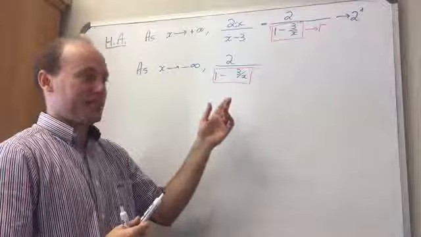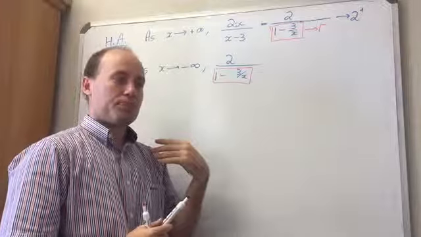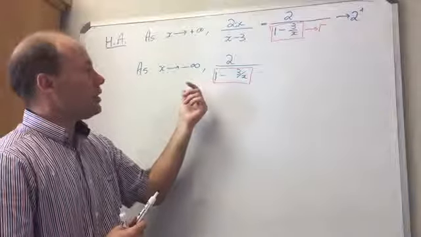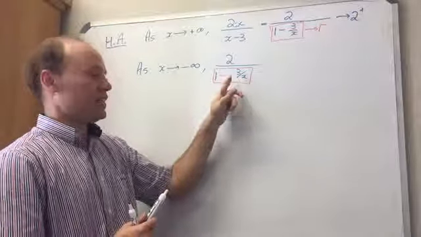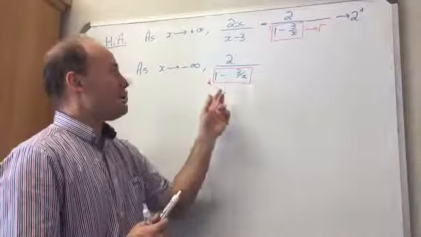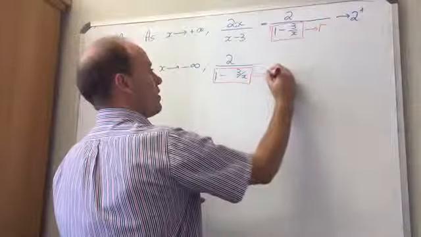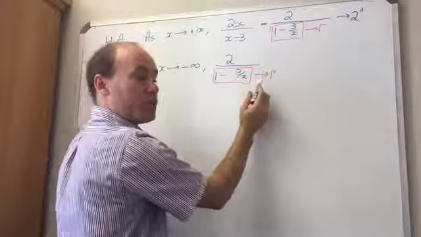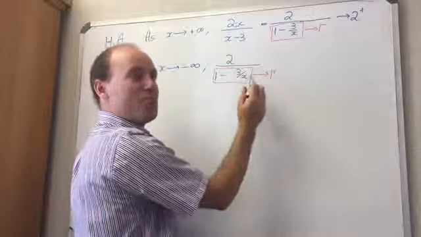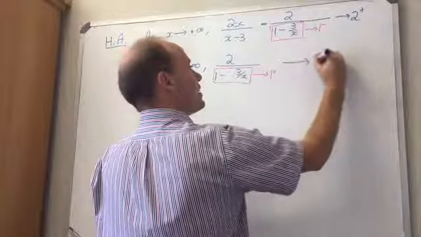Let me say it more succinctly. As x tends towards minus infinity, 3 over x tends towards 0 from the left. So 1 minus 3 over x tends towards 1 from the right. In other words, 1.1, 1.01, 1.001. So 2 over a number that's slightly bigger than 1 is going to be a number that's slightly less than 2. So this is going to tend towards 2 from the left.